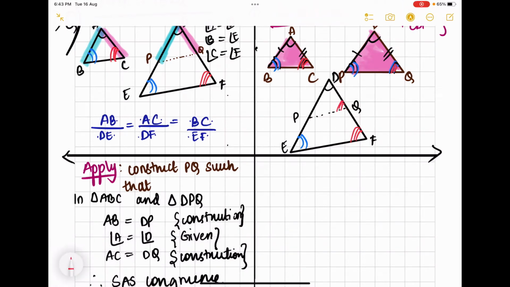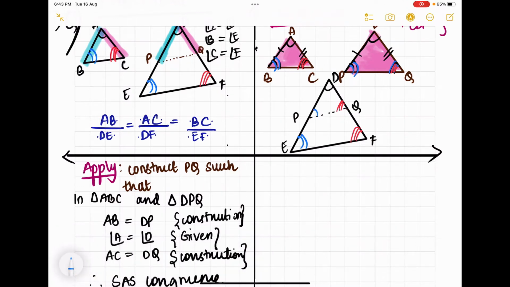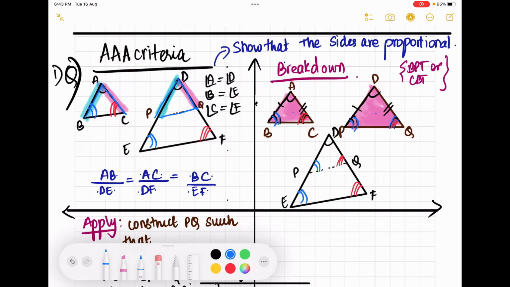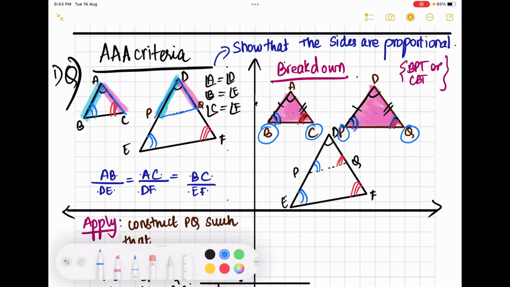And Q is here and P is here. Okay. Why we did this? We constructed PQ here such that this side will be equal to this side and this side will be equal to this side. After that, we found out that this pink triangle is actually equal to this pink triangle over here. And then after that, by CPCT, we got that this angle will be equal to this angle is equal to this angle. Okay.